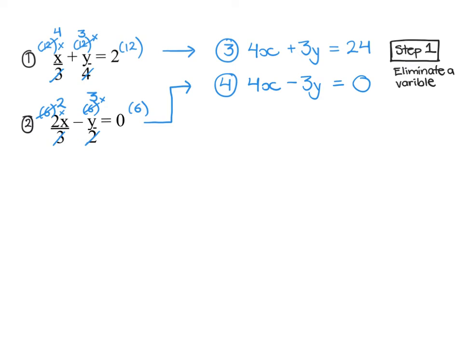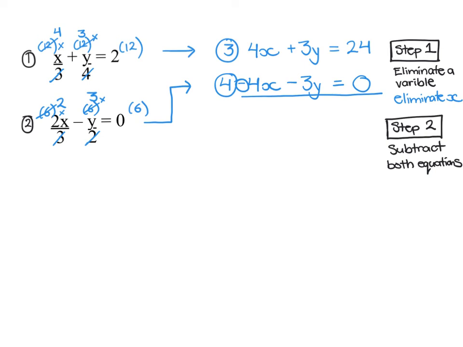So let's now eliminate a variable. Now choose any. I'm just going to choose to eliminate the y. So to get rid of the 4x's, I would actually have to subtract them to make it into 0. So step number 2, subtract both the equations. So 4x minus 4x, well, that's 0. So let's move on to the next one. 3y minus negative 3y comes to positive 6y.